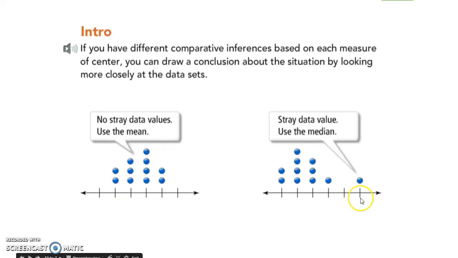But whenever you have one number that's either significantly bigger or significantly smaller, like a dot over here, we would want to use the median. Because if you think about it, when we do the mean, we add up all the values and divide by the number of numbers in our data set. If we're doing it that way, then a skew or a stray data value would throw it off. That's why we would have to use the median. Otherwise, if all the dots are pretty close together, we would want to use the mean.